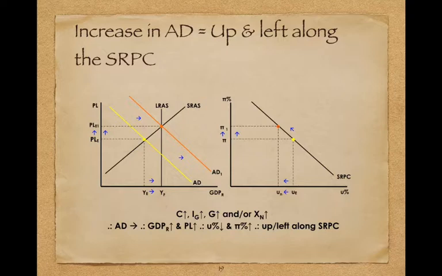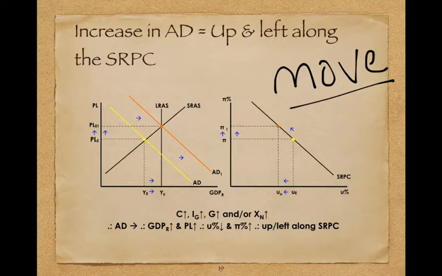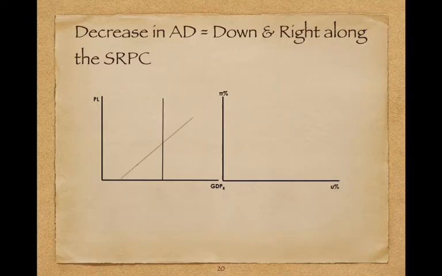For the Phillips curve, that just means we're going to move up and to the left along the short-run Phillips curve. Okay? We're not shifting SRPC, we're just moving. If AD changes, we're going to have movement along. All right? Let's take a look at the next one.